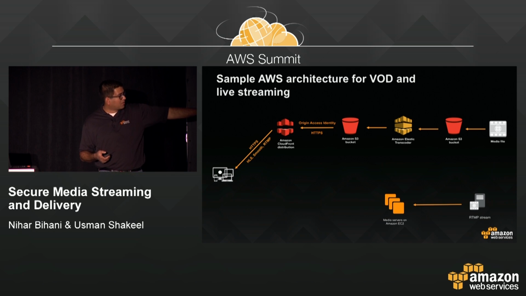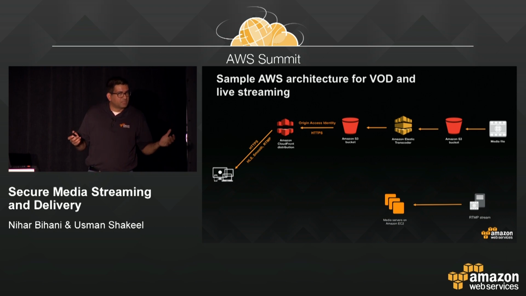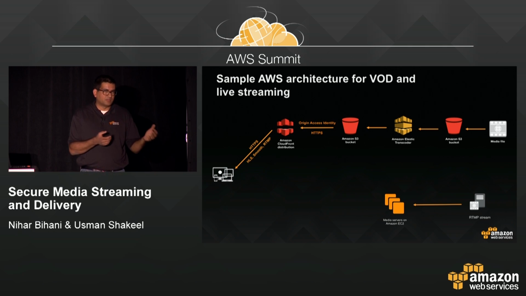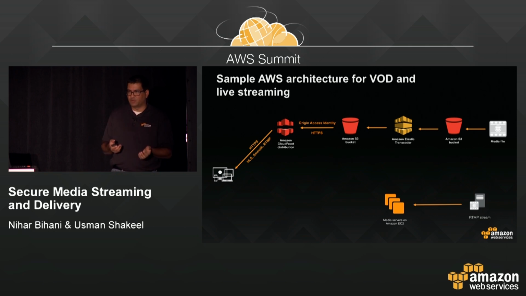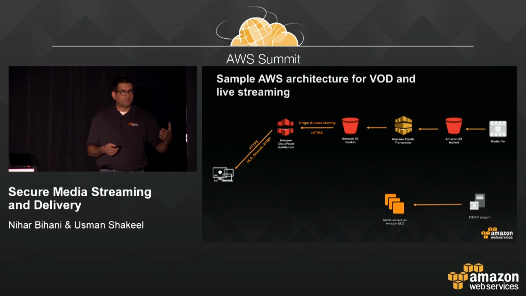For live, you look at the bottom. Again, if you start on the right, you have a device that's capturing the live video. And then that live video is being uploaded to an Amazon EC2 instance and a media server that's running on an EC2 instance. You have a wide variety of media servers that you can run there. It could be a Wowza media server, an Adobe media server. It could be nginx. We'll use nginx in our demo later.